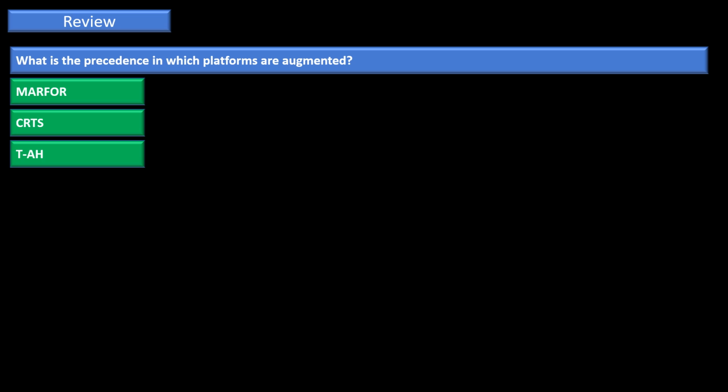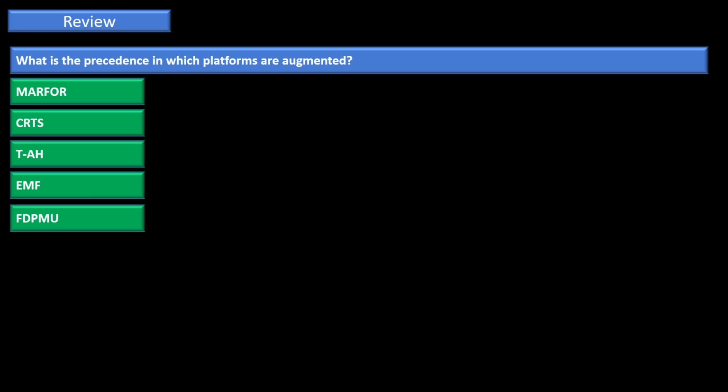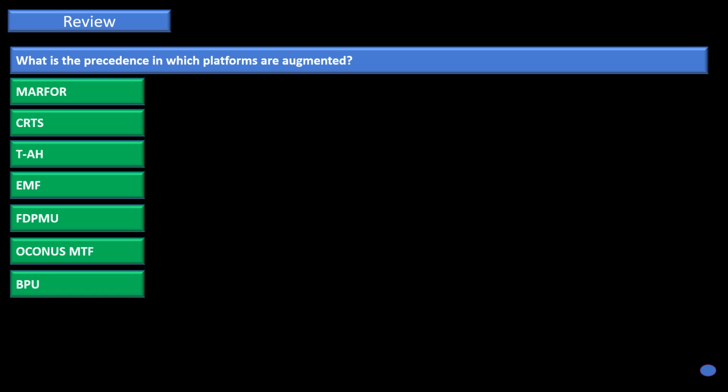What is the precedence in which platforms are augmented? All right, platforms are going to be augmented: first, our Marine forces are going to be augmented. Then our casualty receiving ships, our hospital ships next, our EMF, our forward deployed preventative medicine units, our OCONUS MTFs, and then finally our blood processing units.